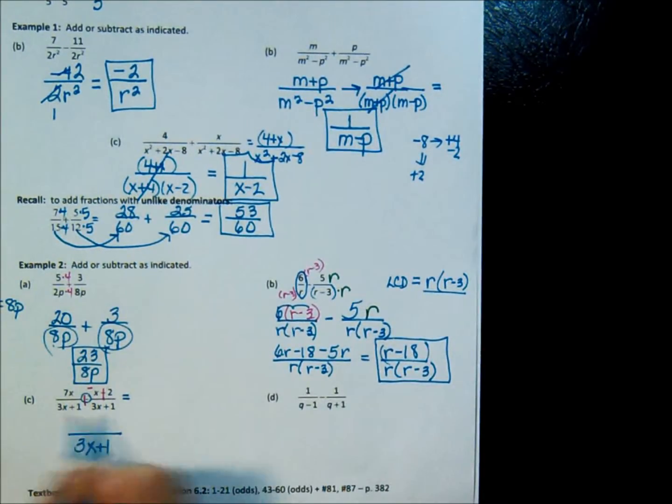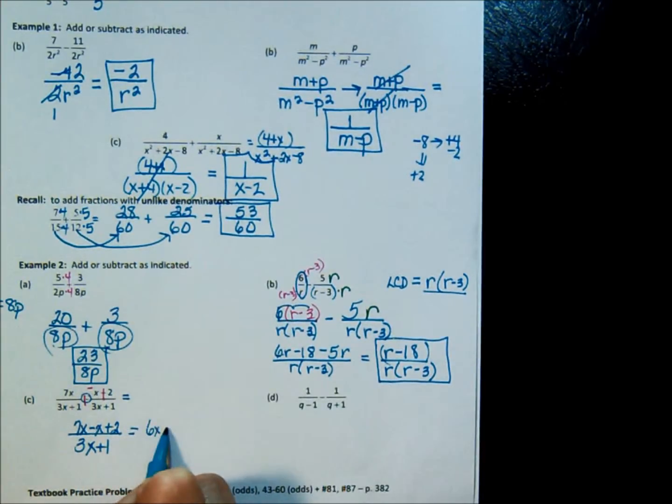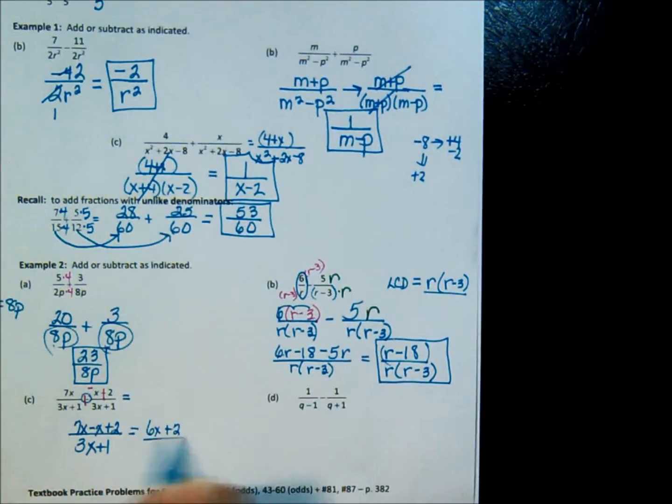I didn't need to do anything. It was already matching. Now I have 7x minus x plus 2. 7x minus x is 6x plus 2 over 3x plus 1.